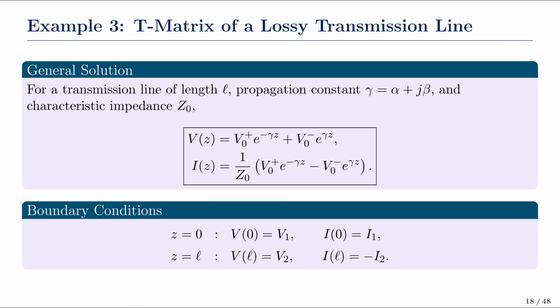The voltage and current are written as the sum and difference, respectively, of the forward and backward traveling waves with the exponential factors accounting for propagation and attenuation. At z equals 0, the line variables are simply V1 and I1. At z equals L, the voltage is V2 and the current is minus I2, according to the transmission parameter convention. These boundary conditions allow us to express the wave amplitudes in terms of the output variables.